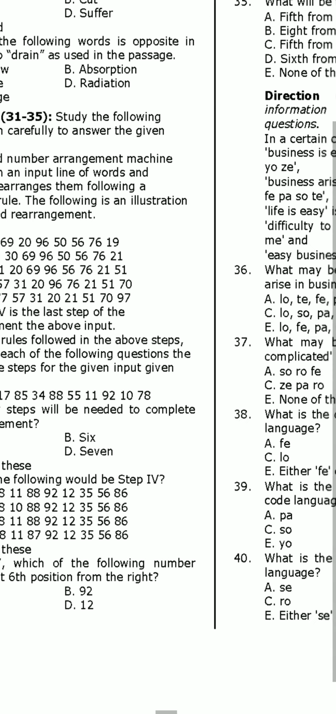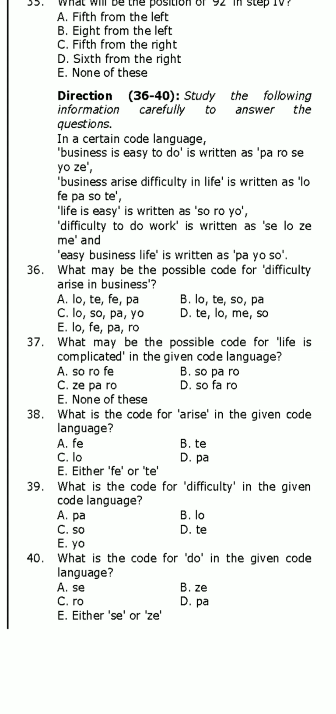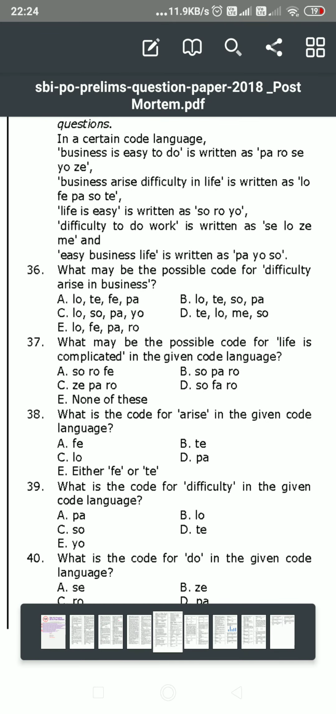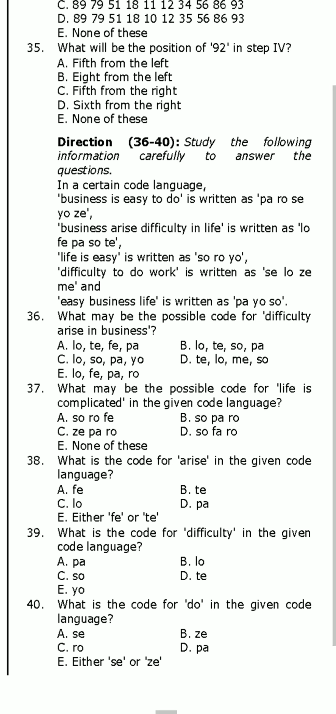So in 36 to 40, here also we have a logical reasoning question. Study the following information carefully and answer the questions in a certain code language. So this is a code language related question category, 36 to 40, which is nothing but 5 questions. So here what is happening, business is easy to do is written as paro se yozi. Business arise difficulty in life is written as lofi pa sote. Okay, so some codes are given and based on the codes, the questions are asked. Okay, this is 36 to 40.